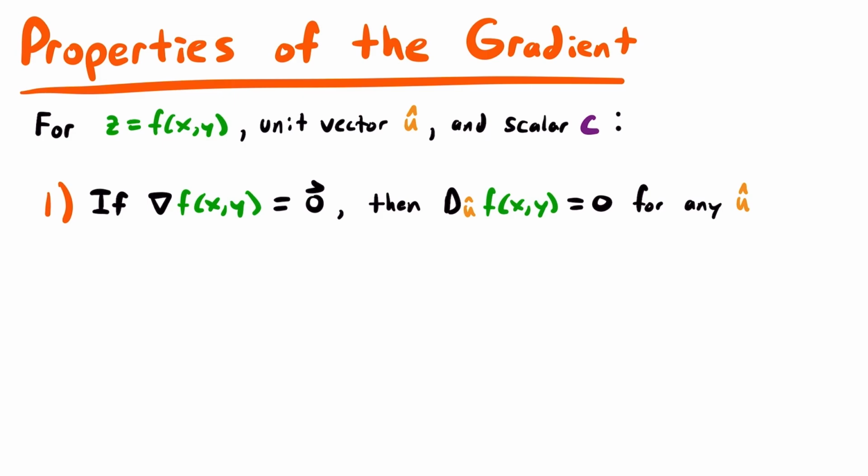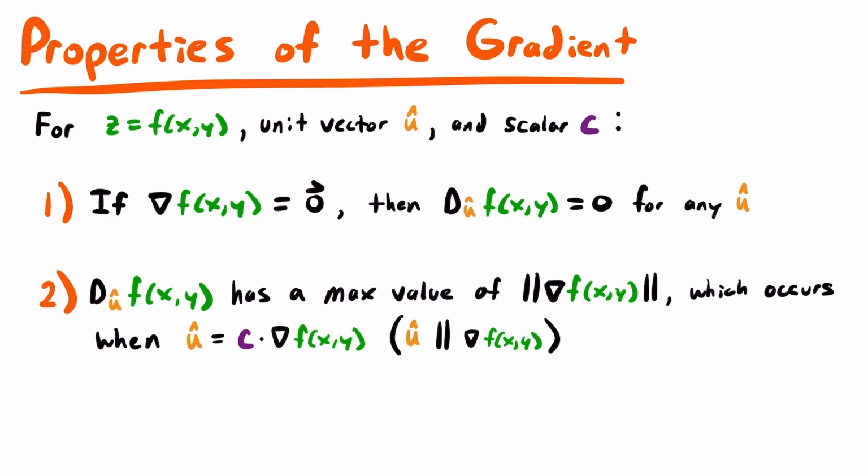All right, so you'll have 0 times u1 plus 0 times u2, which will just be 0 because anything times 0 is 0. So this will always be true. If the gradient vector is a 0 vector, it doesn't matter what unit vector you're working with, the directional derivative will be 0.